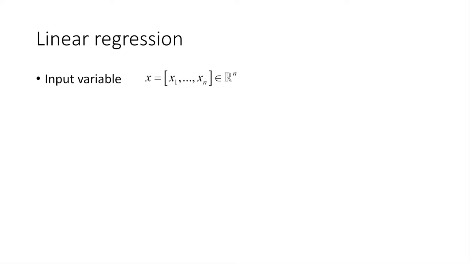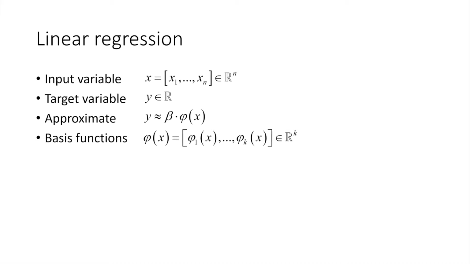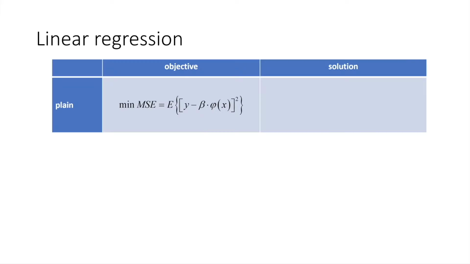Recall that linear regression considers n input variables xj collected in a vector x along with a target variable y and approximates y by a linear combination of basis functions phi of x with fixed weights beta. Linear regression works with a fixed collection of k basis functions, for example polynomial or spline basis functions. The weights beta are estimated on a dataset of m independent realizations xi of x and yi of y. Regression minimizes the mean-squared prediction error on the dataset, and the solution is given by the celebrated normal equation.